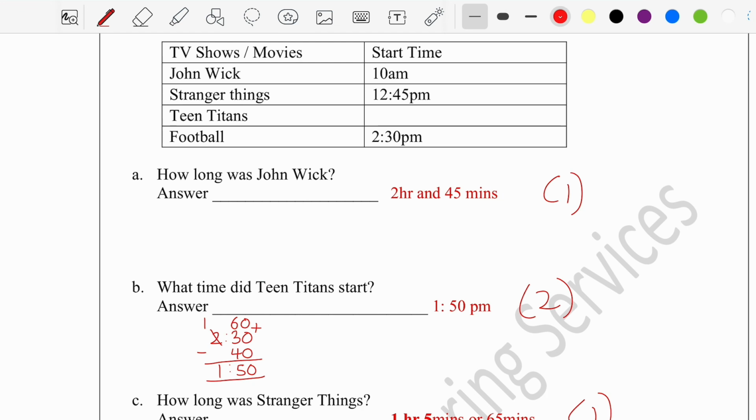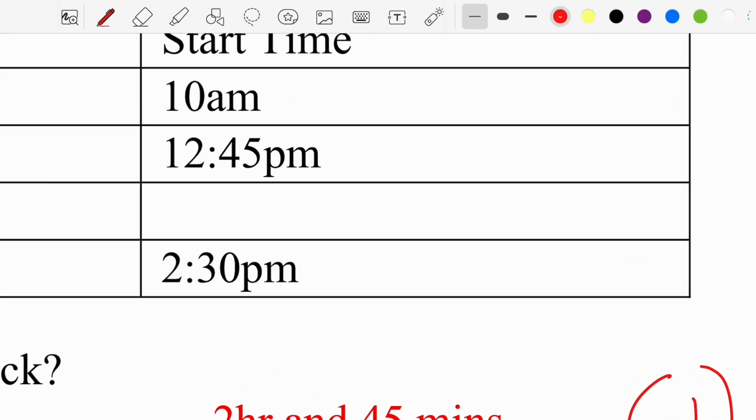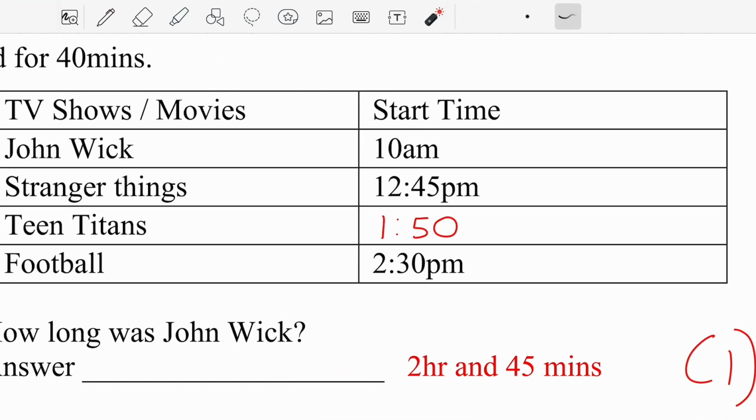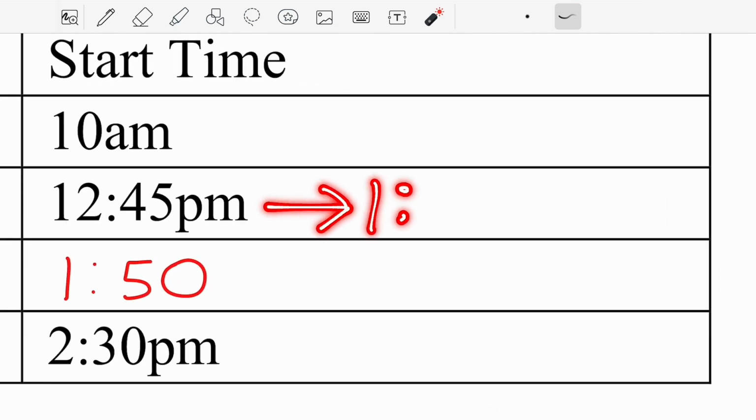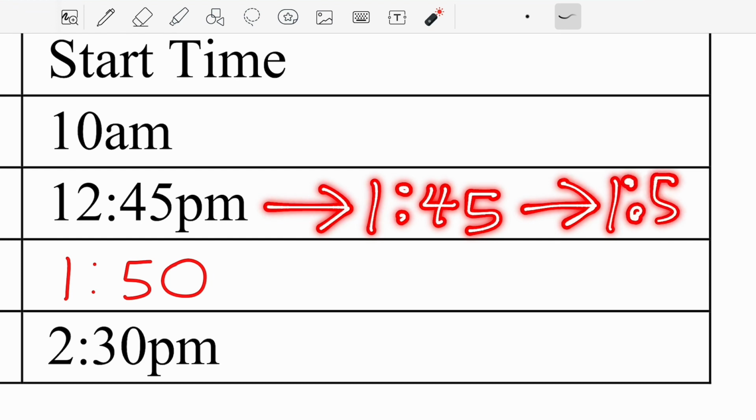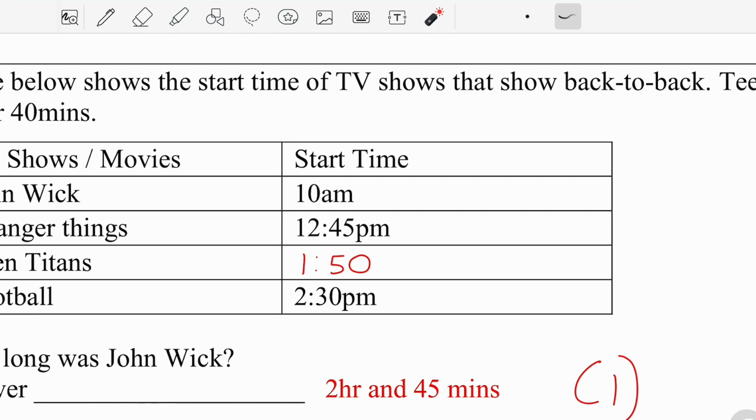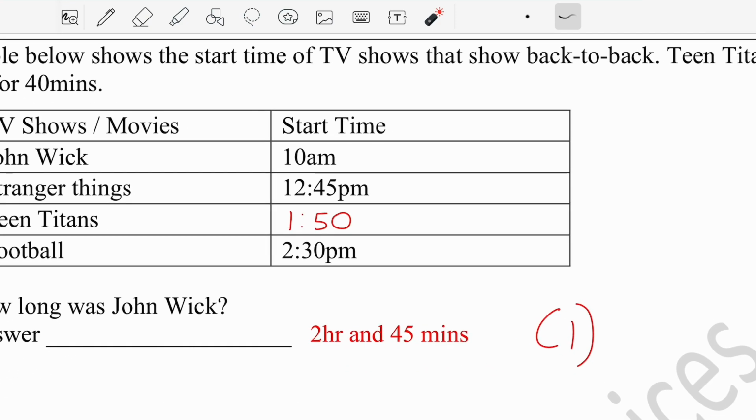So now that we know that Teen Titans started at 1:50, that also tells us what time Stranger Things ended. So Stranger Things started at 12:45 and ended at 1:50. So 12:45 to 1:45 is 1 hour, and then to 1:50, that's another 5 minutes. So that's 1 hour and 5 minutes. Right? We can also subtract and we'll get the same answer.